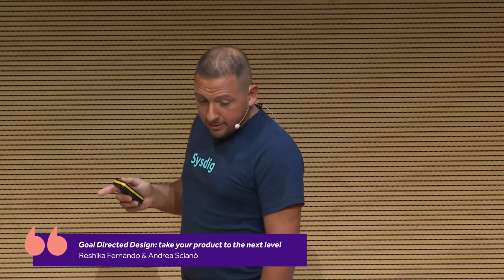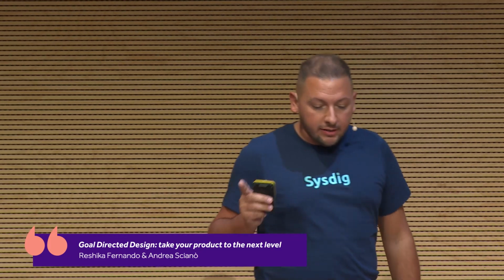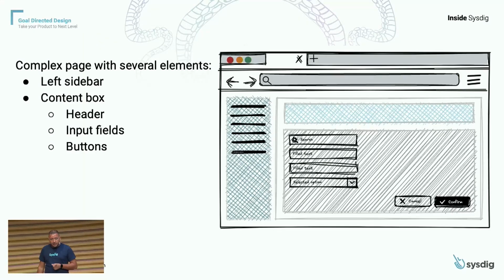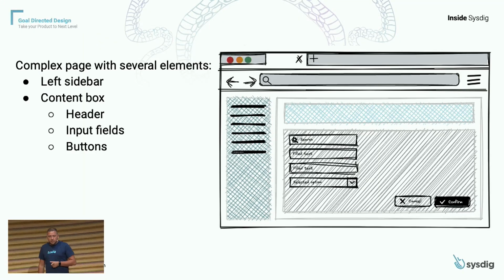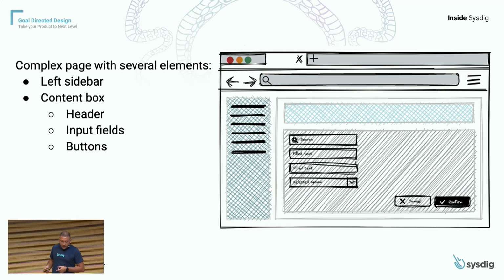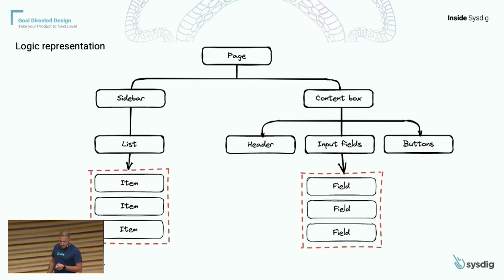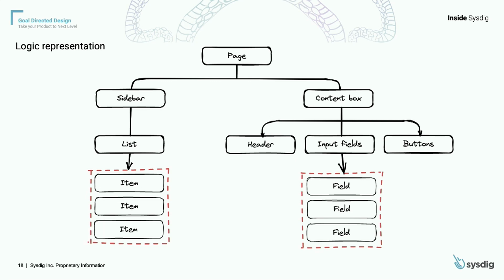Reshika mentioned that we had to revamp our alert editor. So let's try to have a similar example. Let's say that we have a complex page, which has a sidebar on the left with some list items, and also a content box on the right with a header displaying the title, some fields and some buttons. This is the logical representation of the page, where the page itself is the topmost component, and then we have the sidebar, and so on. The items and the fields are the most nested components.